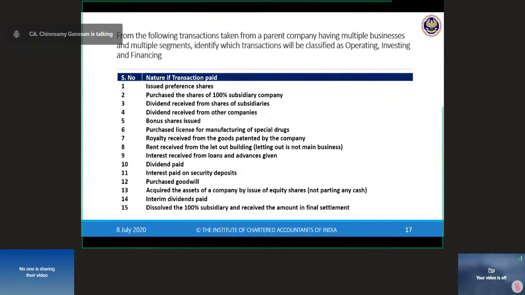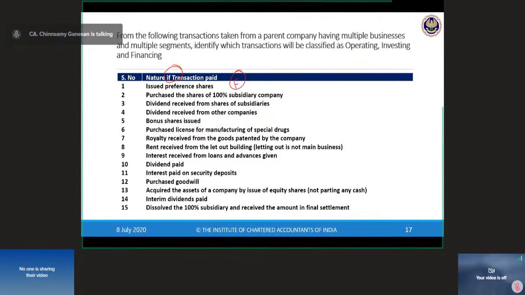Issued preference shares. I think there is one error: it should be "nature of transaction", not "nature if transaction". You can correct it in your background material. Nature of transaction: issued preference shares. Preference shares are long-term in nature, and it is actually for the purposes of funding. I have not invested, but I have taken this, so this will automatically go to financing.